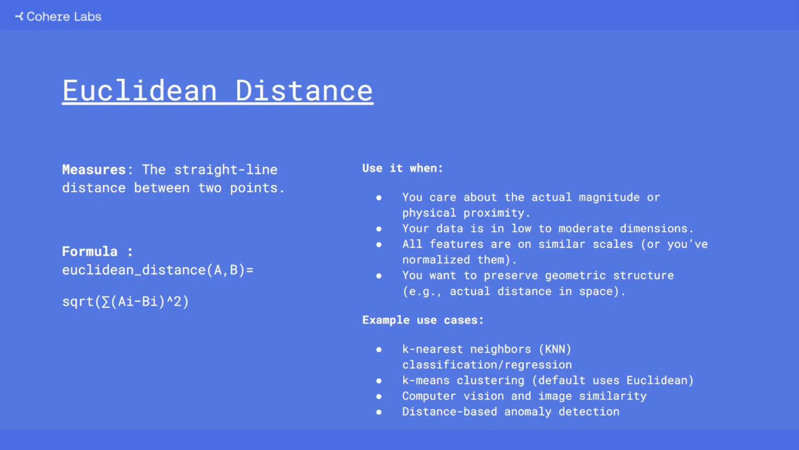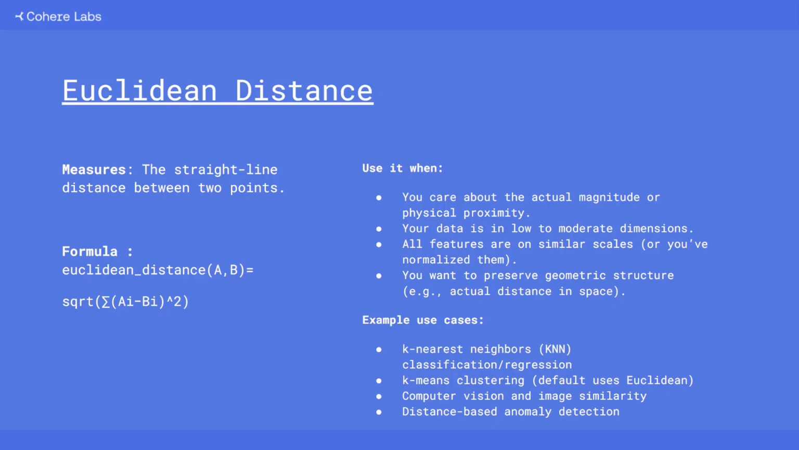So when would you use Euclidean distance? You use it when you care about the actual magnitude or the physical proximity between two vectors, two items. Often you use it when your data is in low to moderate dimensions. All features are on similar scales, or if they're not, then you would have to normalize them. And then you use it when you want to preserve geometric structure, when you want to find that actual distance in space. Think about you and your neighbor's home. You want to find the actual distance between the two houses. Are they 5 meters apart? Are they 20 meters apart? We want to find that actual physical proximity.